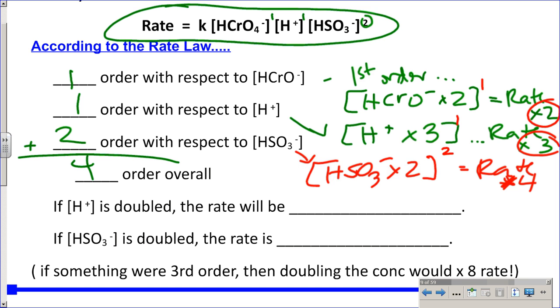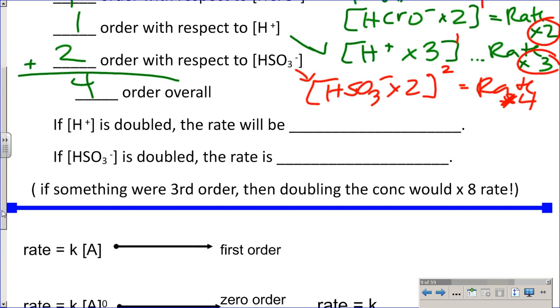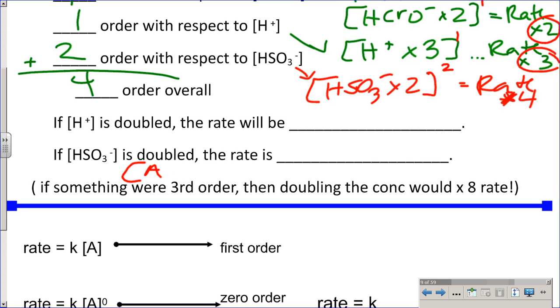If something were third order and we doubled it, it would be like going, okay, so A times 3, not 3, we're doubling it. A doubled is times 2. Got it? And then this third order has an exponent of 3. My rate will be multiplied by 8, not 9. Okay? 2 times 2 is 4, times 2 again, 8. People always say 9. I'm like, no, you're multiplying. You're not doing the exponents here.